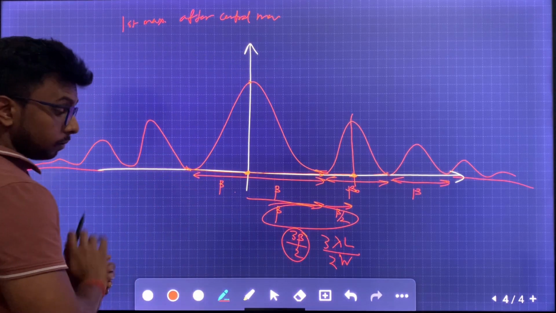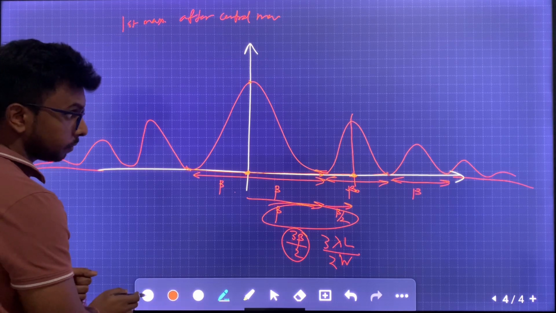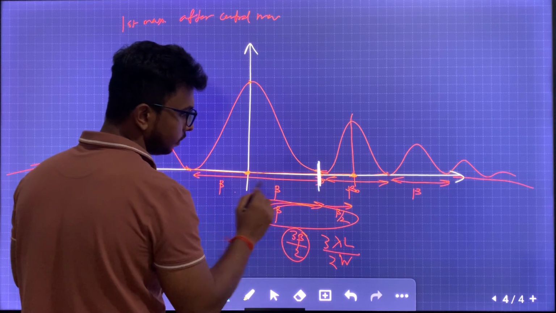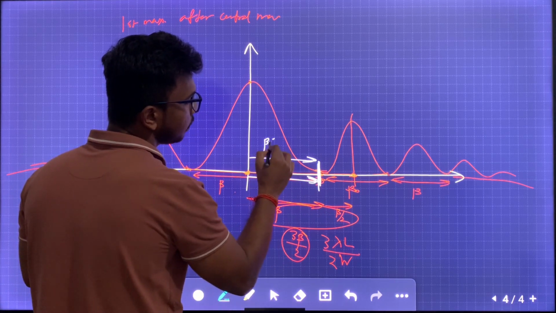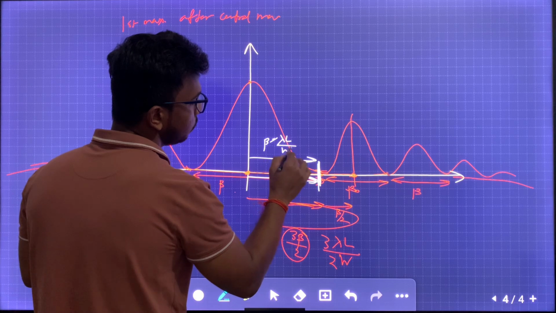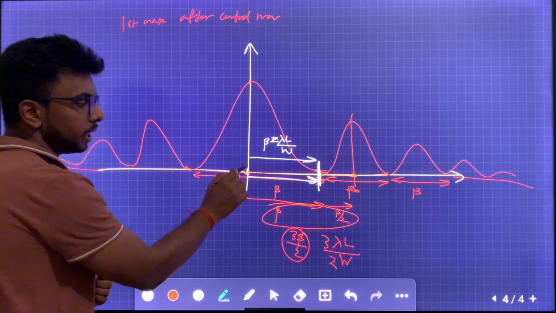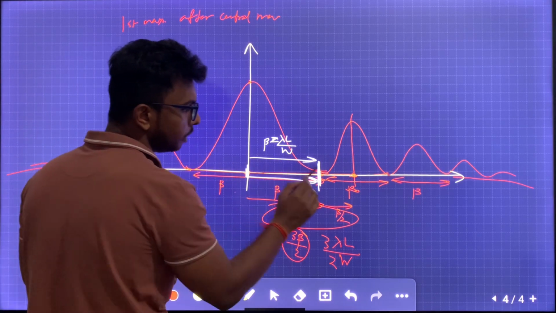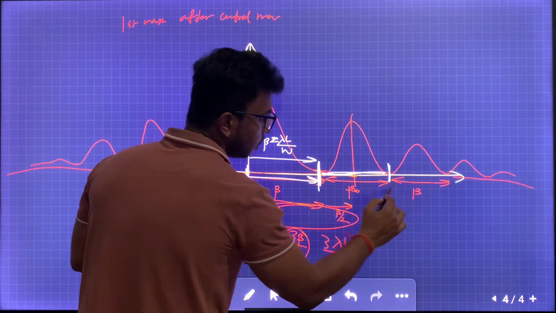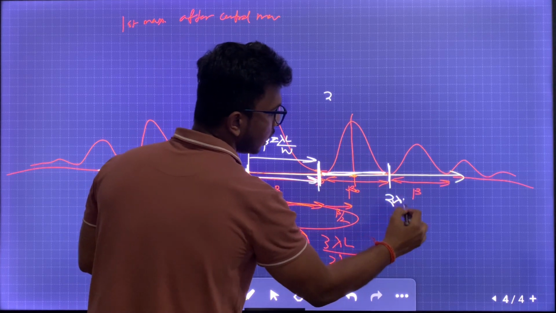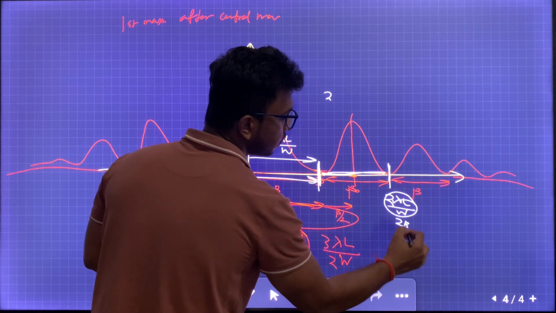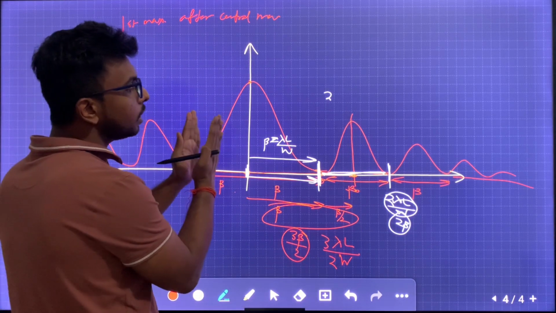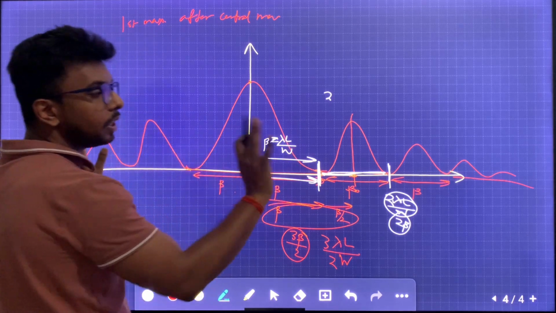If they ask you what is the location of the first dark line from the central maxima, first dark line is this. This is beta. That is lambda L by W. That is from the central maxima, remember. What is the location of the second dark line? So this is lambda L by W. This is also lambda L by W. So 2 lambda L by W or 2 beta. So the only difference is that the pattern has spread out and the central maxima has taken more space. That's it. Everything else remains same.